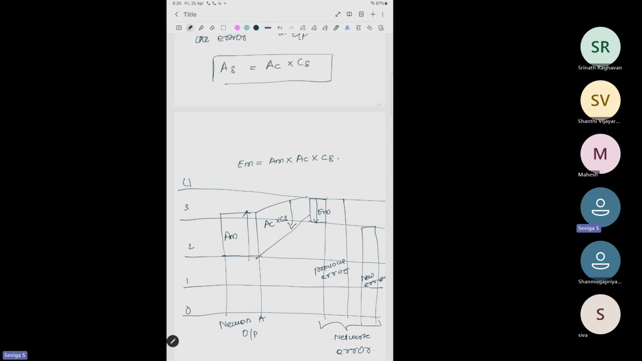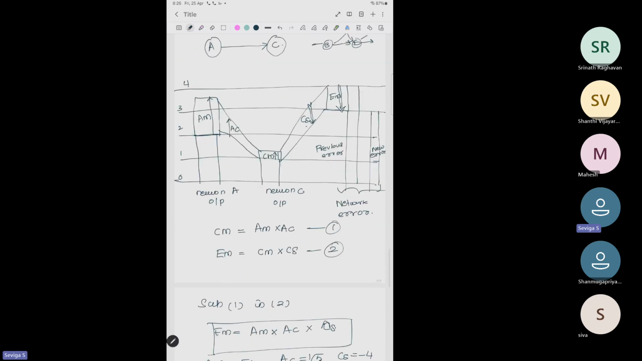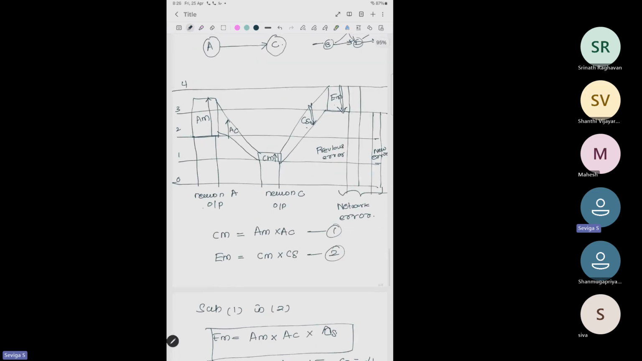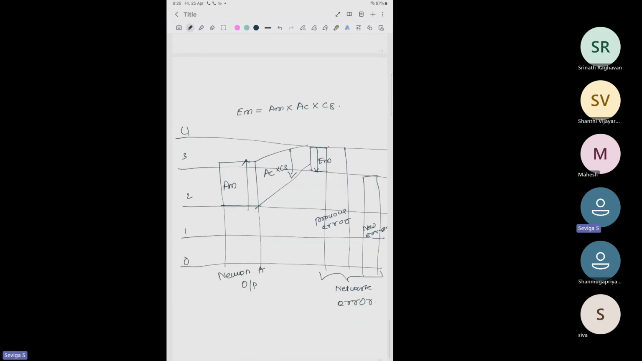I'm removing C. Here we had the neuron C. Now I'm straight away connecting, for the change in the network error, what is the contribution from A? I'm straight away removing the neuron C from the picture. And then I'm straightly connecting that AM into AC into C delta will give you EM. So here I am reducing this term, and here this is the error which is reducing. So is this diagram clear? Yes, ma'am.